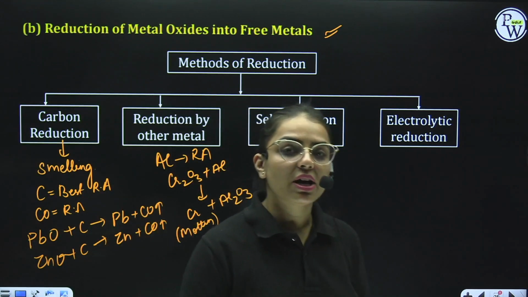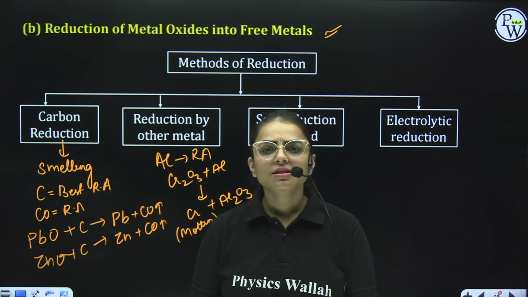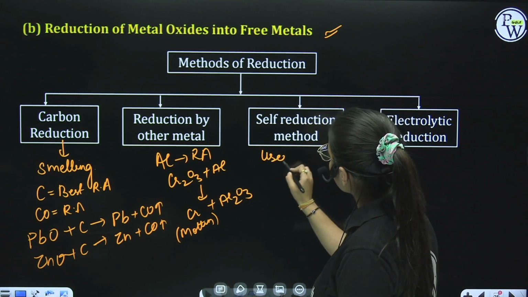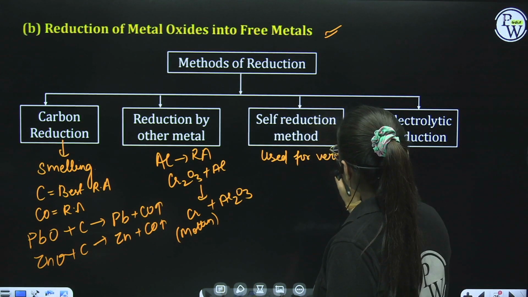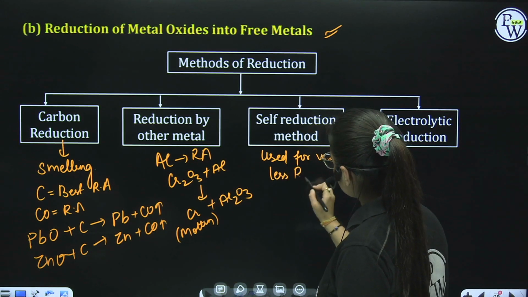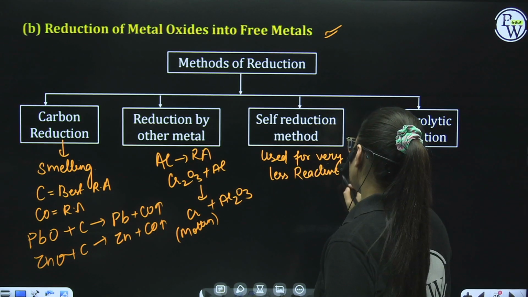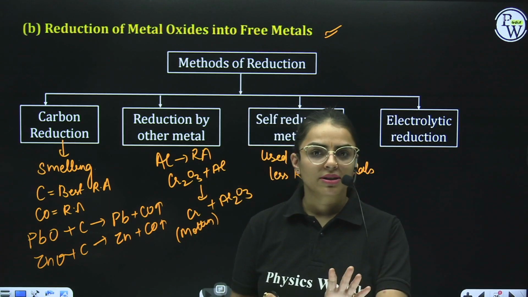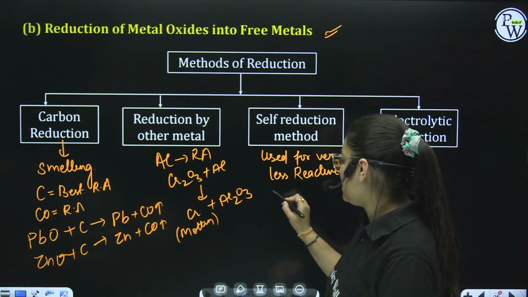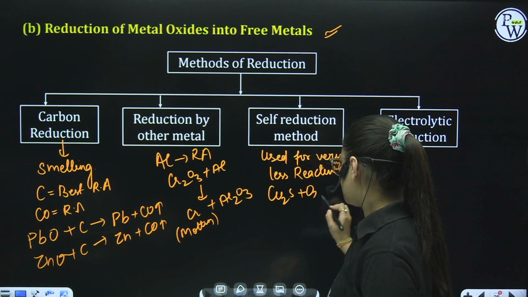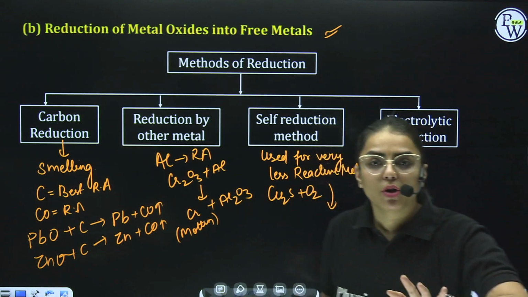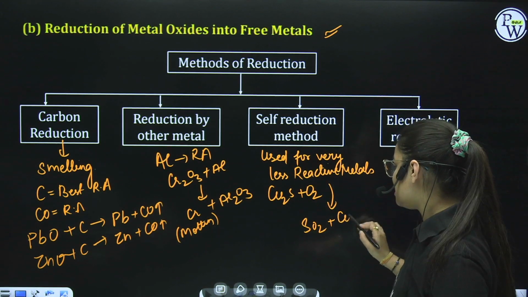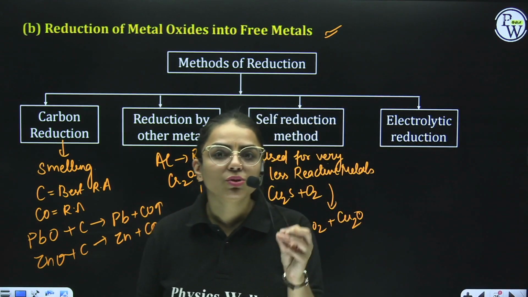Now let's talk about the self-reduction method. Self-reduction method is also referred to as the auto-reduction method. It is used for very less reactive metals. For example, if you have Cu2S, you will react it with O2. Here partial roasting will take place. In this process, you will get SO2 as a byproduct, and you will obtain Cu2O. So this is the process that is self-reduction. It is going to do the reduction process by itself.